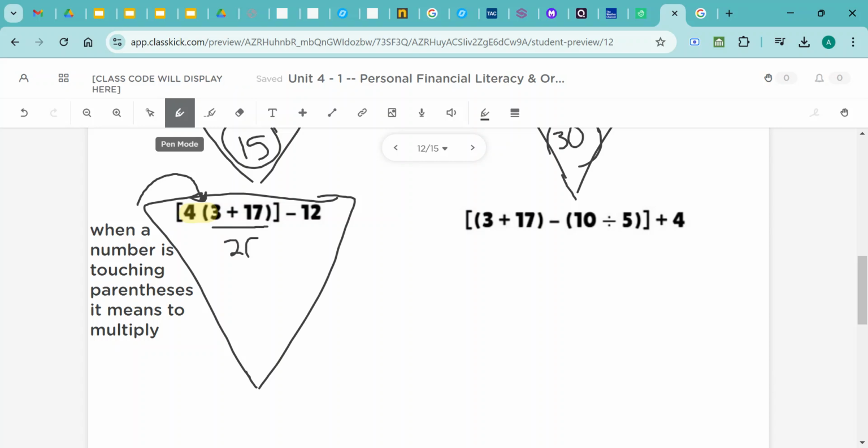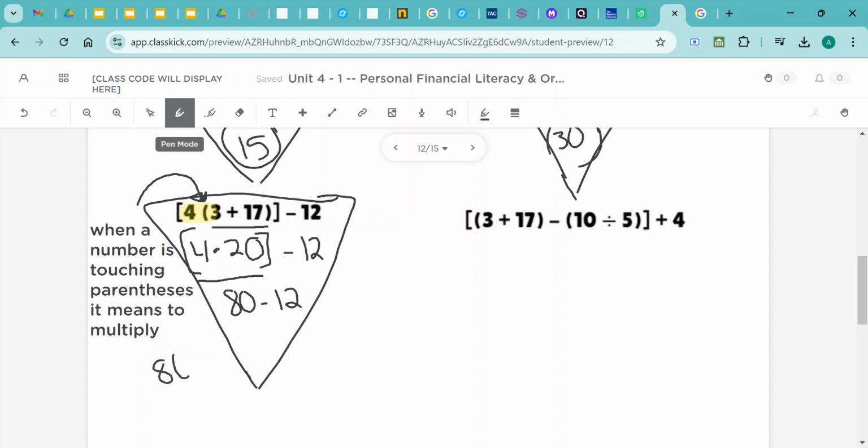I'm going to get rid of those parentheses. And remember, 4 is being multiplied times 20. I'm actually going to use the dot to remind us that the dot means to multiply. It's a multiplication symbol. So I have 4 times 20, and that's still in brackets because I haven't solved that part yet, minus 12. Now I have 4 times 20 in brackets minus 12. I'm going to solve what's in the brackets. 4 times 20 is 80 minus 12.